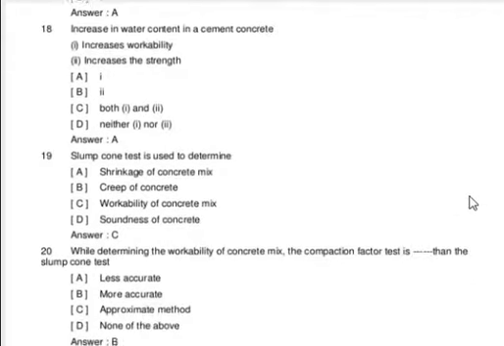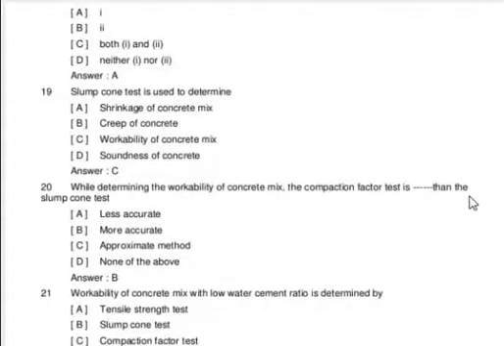the concrete. 19. Slump cone test is used to determine: shrinkage of concrete mix, creep of concrete, workability of concrete mix, sourness of concrete. Here the option number C, workability of concrete mix. Slump test is used to determine the workability. That's why the answer C is correct.